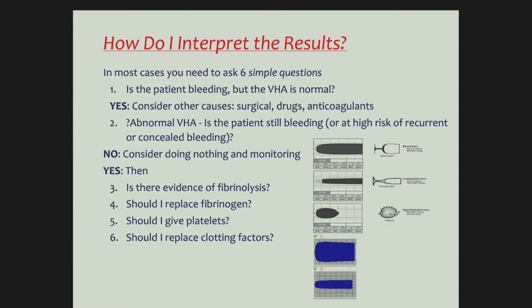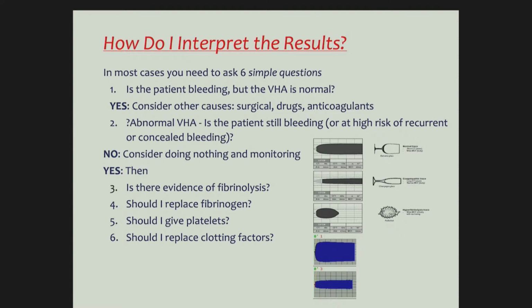Is the patient bleeding? And what's the VHA, the viscoelastic test? Is it normal? If the VHA is normal and the patient's bleeding, it's highly unlikely to be associated with an underlying clotting factor deficiency. So you have to consider other possibilities. Is it an anticoagulation problem? Is it a surgical problem? You need to correct that.